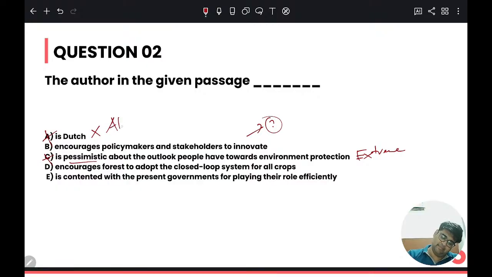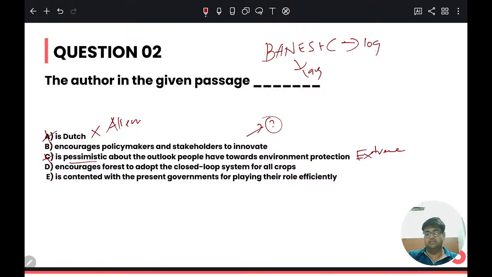This is an alien. This is again ruled out. Like always go for B plus C. Always go for B plus C, boys. B is language-based triggers or literature-based triggers, and C is logic-based triggers. Encourages firms to adopt the closed loop system for outlawing. This is also a very alien concept. Encourages firms to adopt closed loop system. No, they said how the closed loop system paid off. It was competitive, it was good. Not encouraging anyone to take it.